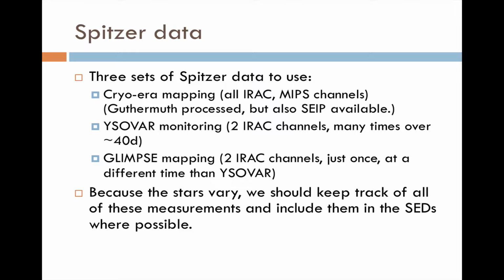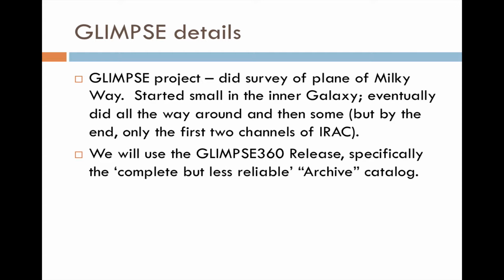And then GLIMPSE was a survey of the galactic plane, and it was also doing mapping. And by the time I got to this part of the galactic plane, there's just 2 IRAC channels left. And so they just did 2 IRAC channels, but they observed it at a different time than YSOVAR did. And because these stars are intrinsically varying, we need to keep track of all of these measurements because they may be different for the same star, and we need to include them in the SEDs where we can.